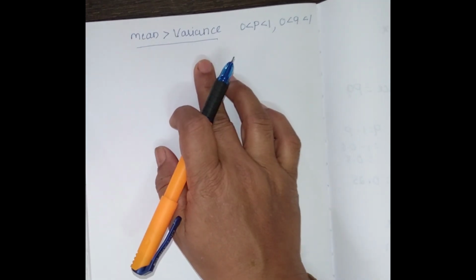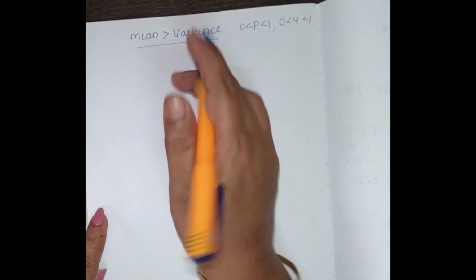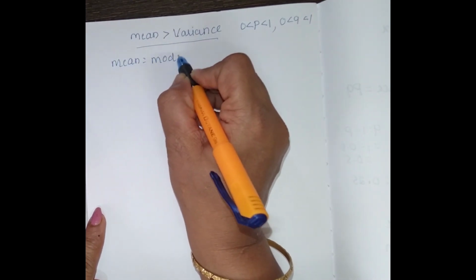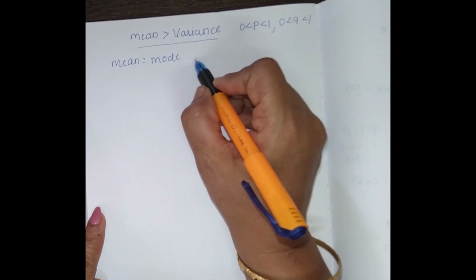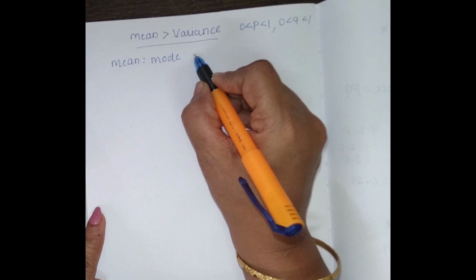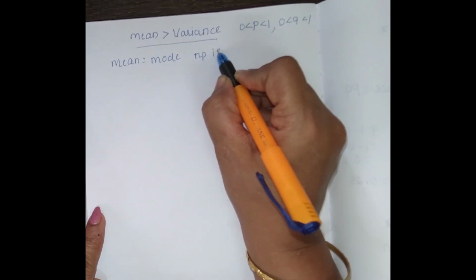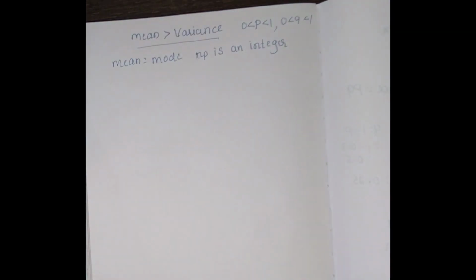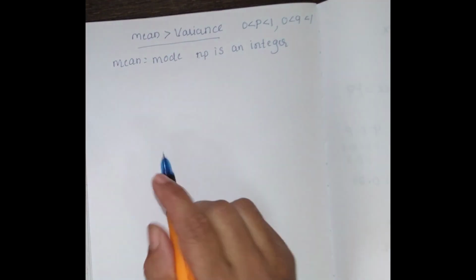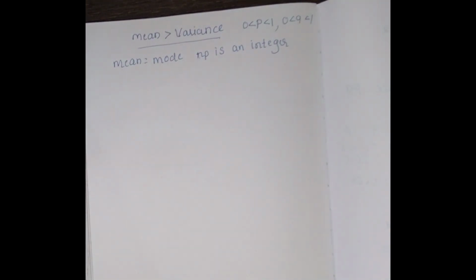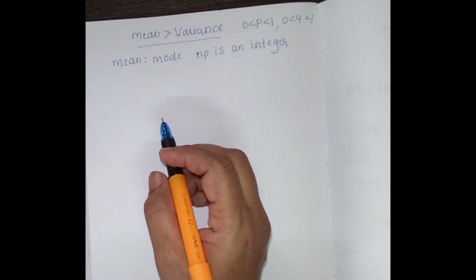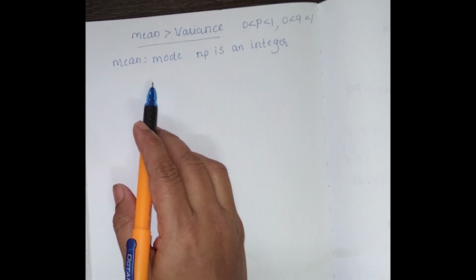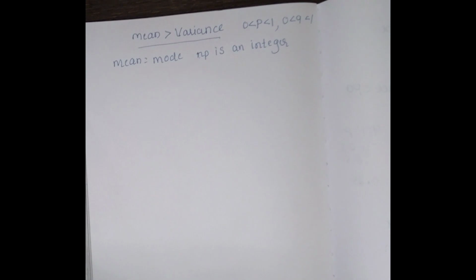They ask which distribution has mean greater than variance. Then one more feature: mean is equal to mode when np is an integer. This is one more feature. You have to take these features of a binomial distribution, and some more features are there which you already studied in the previous video. Now I will take 2-mark questions on binomial distribution.